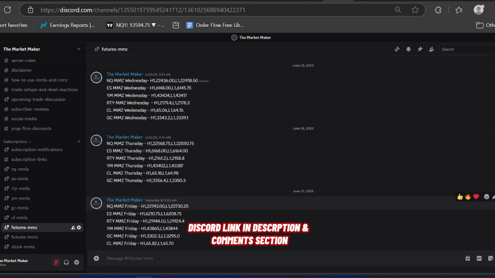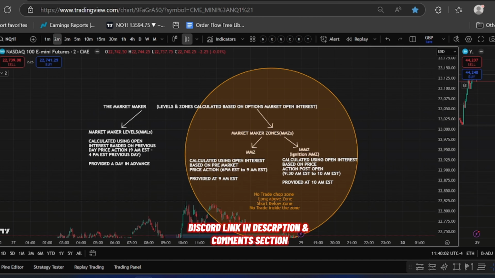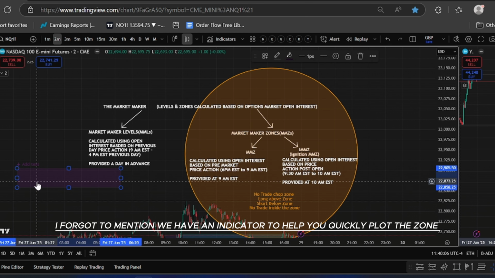When I say I provide a zone to you, in my Discord I provide a high and I provide a low, so you can plot a zone like this. What happens in this zone? It's a no trade chop zone. Once price leaves this zone to the upside, you look for longs. Once price falls below this zone, you look for shorts. But inside the zone, price might chop around, and you shouldn't be trading inside this zone.